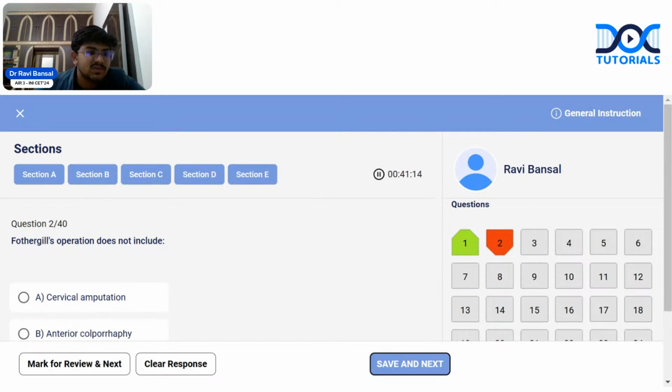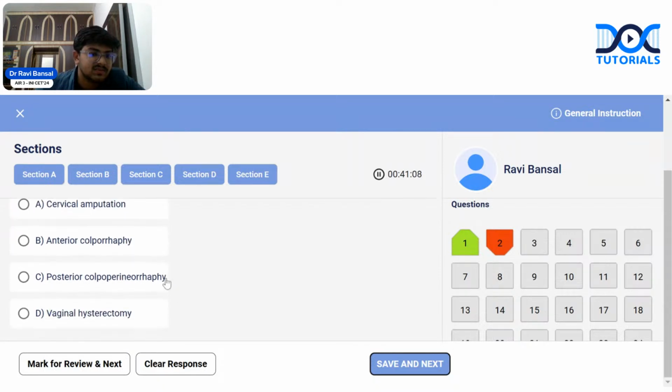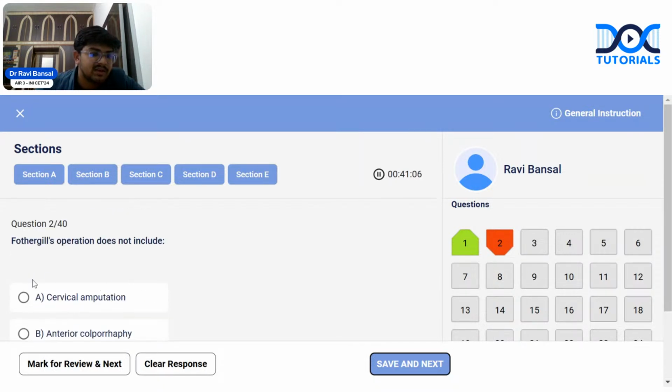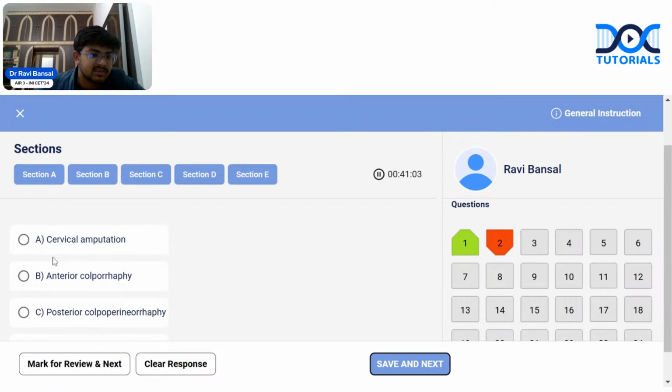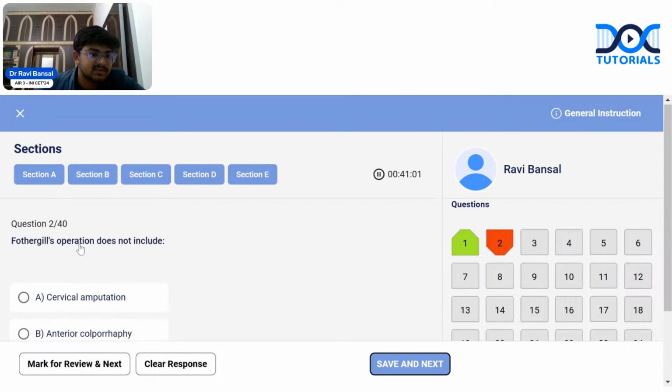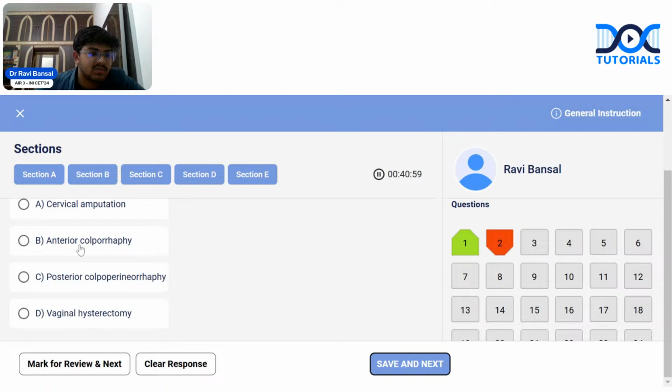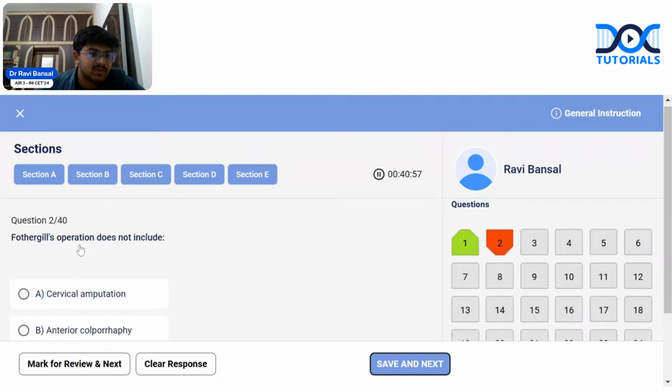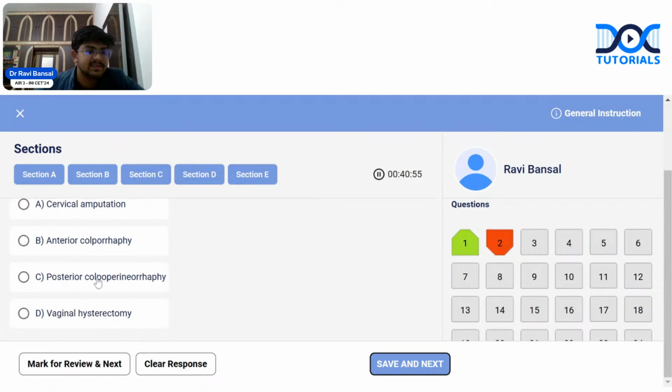Fothergill operation does not include. So Fothergill operation is for prolapse. In this condition, we amputate the cervix. Cervical amputation is definitely there. Anterior colporrhaphy, posterior colpoperineorrhaphy, and vaginal hysterectomy.